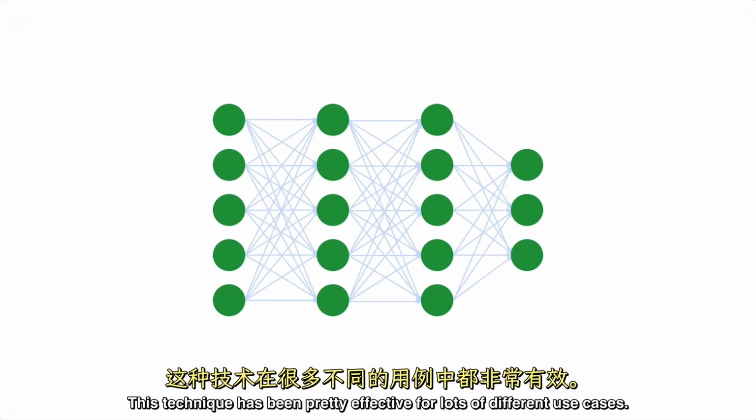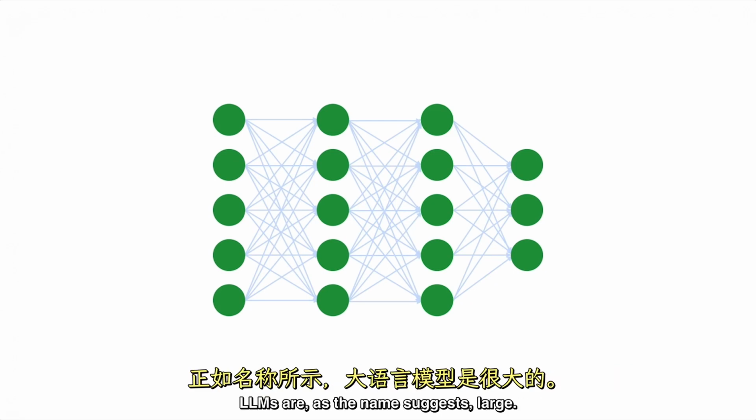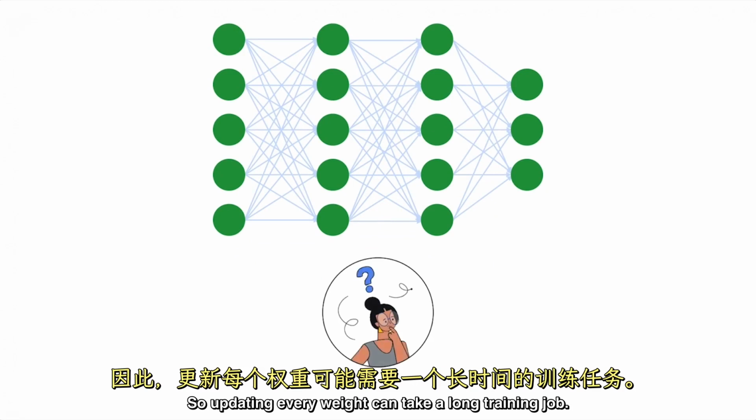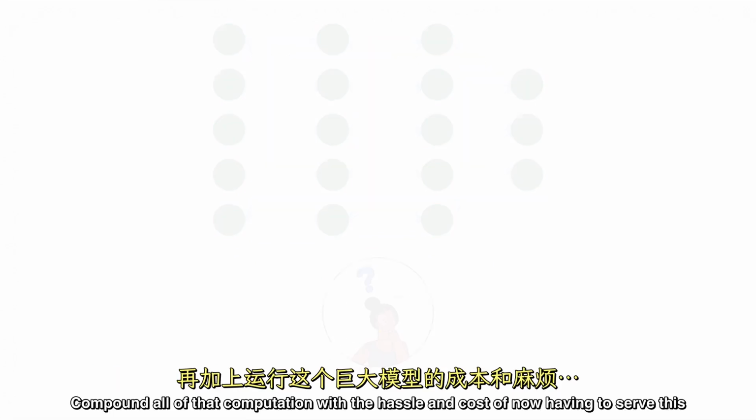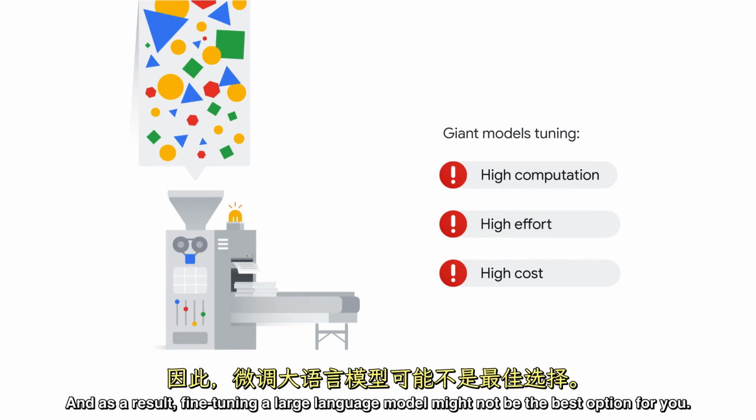This technique has been pretty effective for lots of different use cases, but when we try to fine-tune LLMs, we run into some challenges. LLMs are, well, as the name suggests, large. So updating every weight can take a long training job. Compound all of that computation with the hassle and cost of now having to serve this giant model, and as a result, fine-tuning a large language model might not be the best option for you.